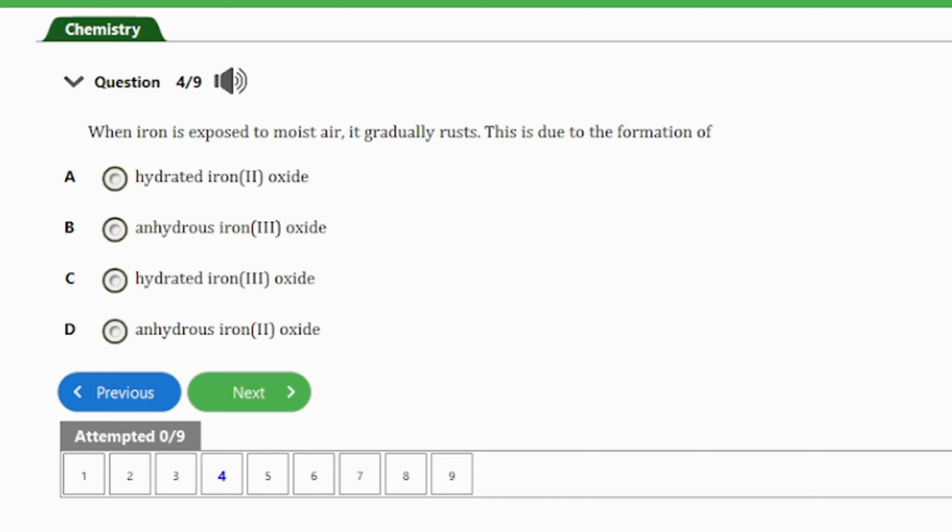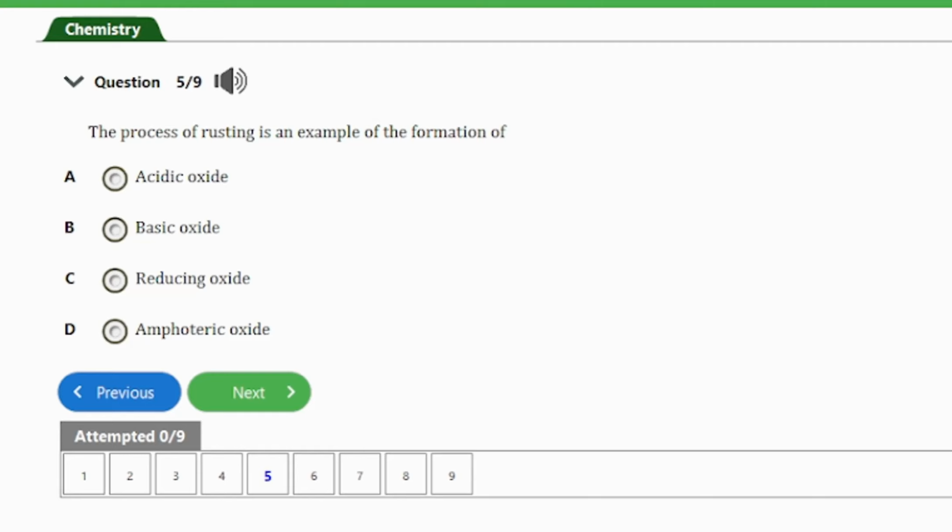When iron is exposed to moist air, it gradually rusts. This is due to the formation of hydrated iron 3 oxide. So let's consider the next question, guys. That's question number 5. It says, the process of rusting is an example of the formation of A, acidic oxide, B, basic oxide, C, reducing oxide, D, amphoteric oxide.